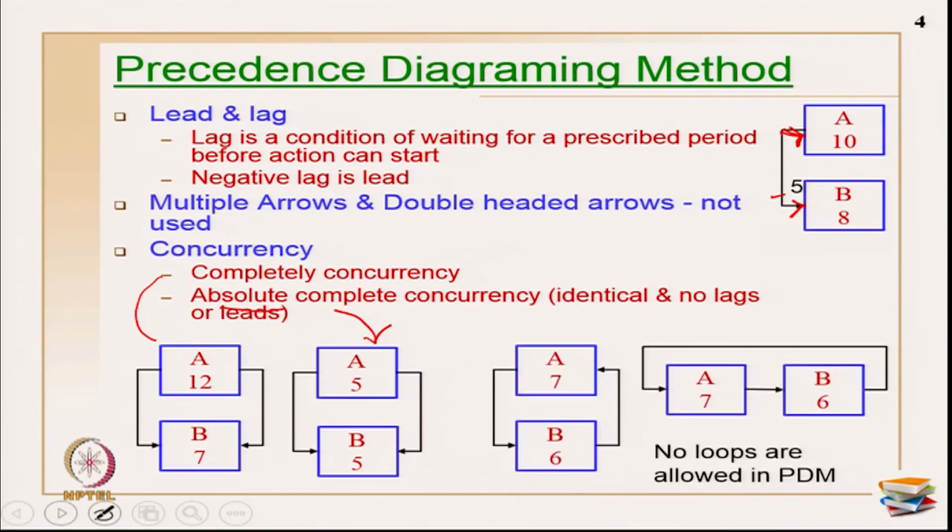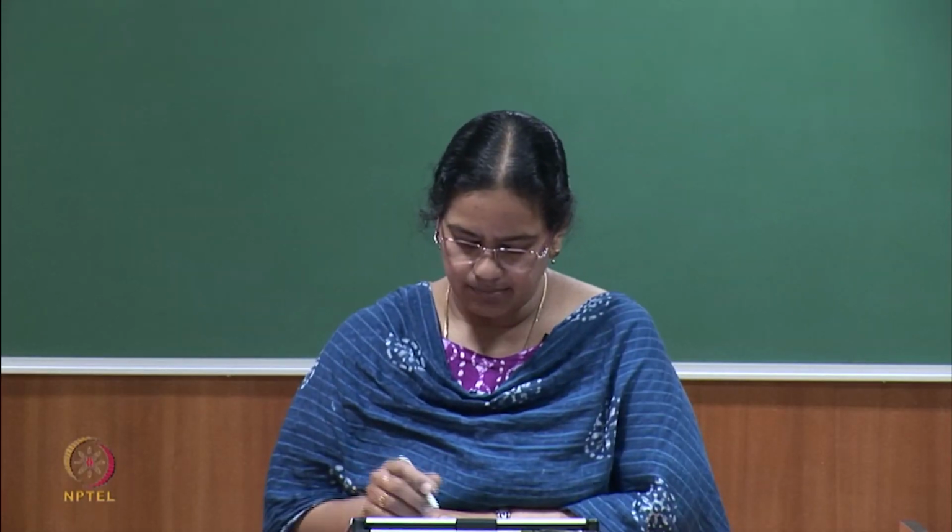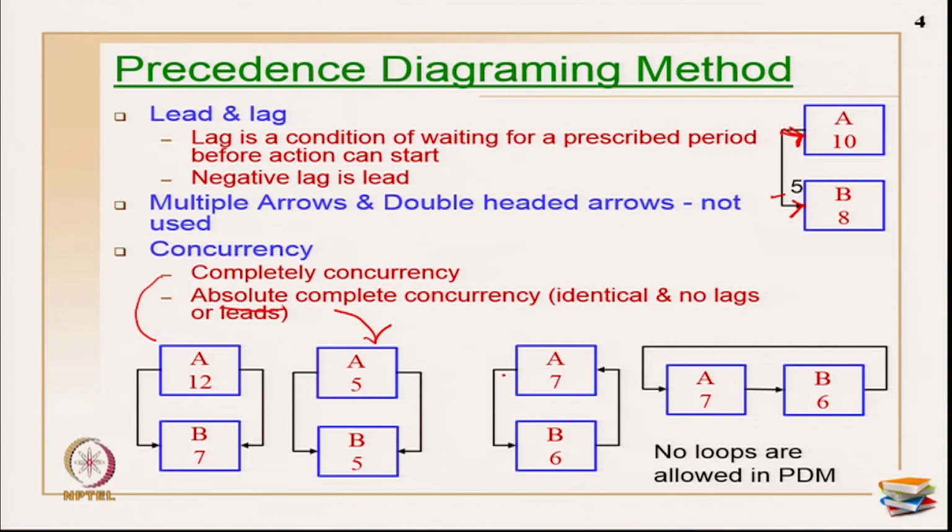Now, next, in PDM, loops are not allowed. So, what do you mean by loops? I have brought some examples here. This is a start-start relationship, this is a finish-finish relationship, but it is not like these two cases. In this case, it just goes in a cycle, and these are all treated as loops. In computer programs, this logic is generally not allowed.